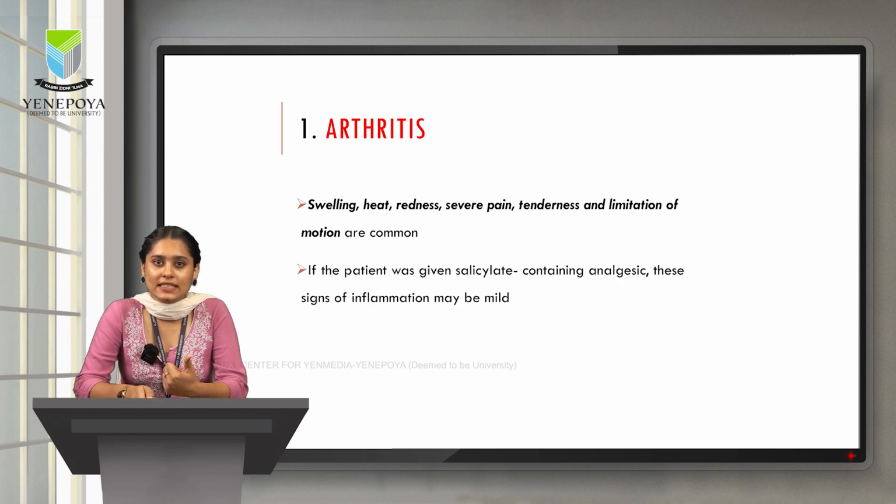So what can you see? You can see swelling, heat, redness, severe pain, tenderness, and also restriction in movement whenever the patient is affected by arthritis. If the patient is given a salicylate-containing analgesic, these signs of inflammation are usually mild. So the patient has some joint pain, goes to the doctor, and if the doctor prescribes some analgesic, usually the signs of inflammation reduce, but that doesn't mean it is not acute rheumatic fever.